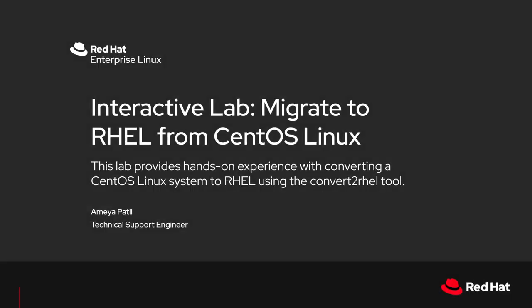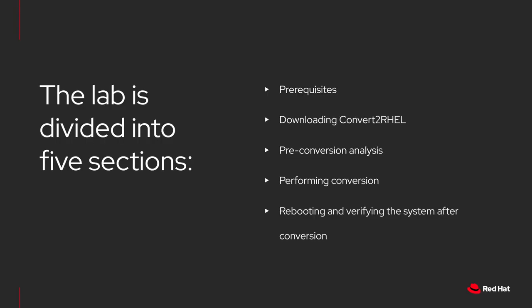Hello everyone. Today in this session, we will be introducing you to Convert2RHEL Interactive Lab. This interactive lab will help you get a hands-on experience and understand the steps involved in the Convert2RHEL process. It's divided into 5 sections: prerequisites, downloading Convert2RHEL, performing pre-conversion analysis and fixing the issues, performing conversion, rebooting and verifying the system after conversion.